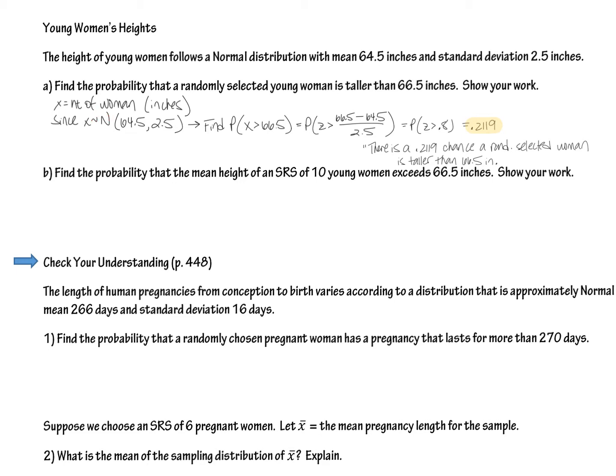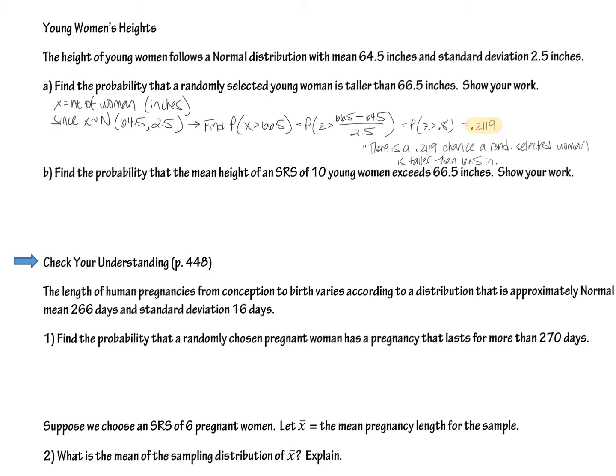That's what this notation means. And here's the mean and here's the standard deviation. Therefore, I can find the probability that x is greater than 66.5. Check your notation here, because they're always really picky with the P's and the z's and what the proportion actually is at the end. There's almost a 21% chance that a randomly selected woman is taller than 66.5 inches.